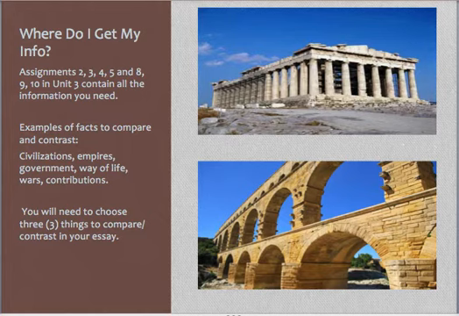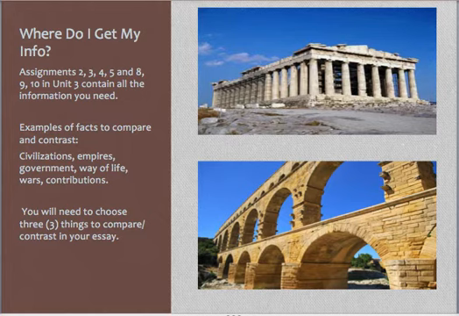So here are some examples of facts that you can compare and contrast. You can compare the civilizations, the empires, the government, the way of life in both places, the wars that they had, or contributions that each civilization made to society. You will need to choose 3 things to compare and contrast in your essay. Okay, so 3 paragraphs, 3 things to compare and contrast, like what I listed above. Or if you find something else that you find interesting to compare and contrast, then go ahead.